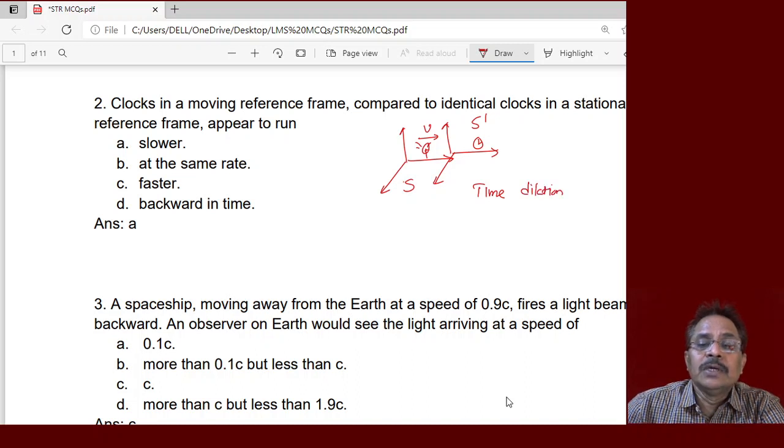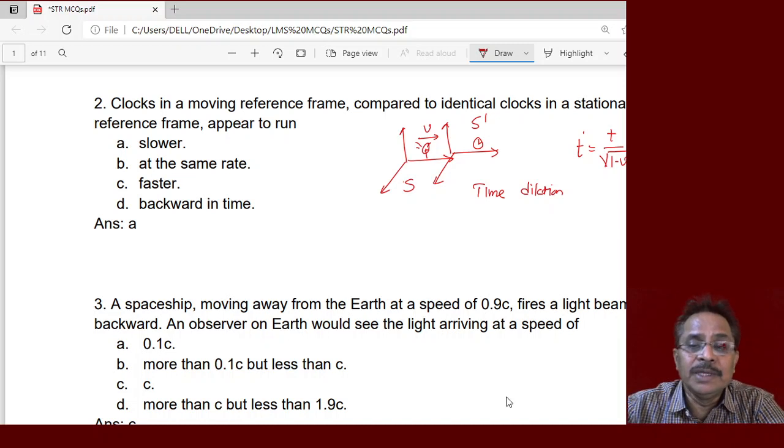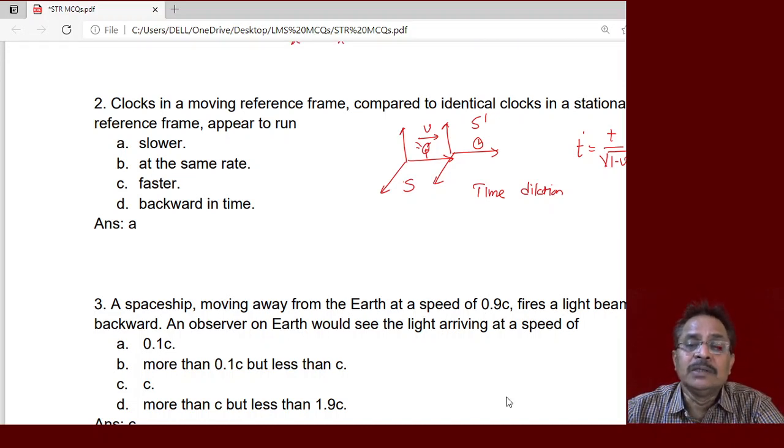we know that the time measured by the observer in frame S prime, this T prime, will be given by the time measured by the observer in frame S divided by the square root of 1 minus v square upon c square, where v is the relative velocity. Now this T prime will be bigger because the root of 1 minus v square upon c square is going to be a fraction all the time. That's how the duration of time measured by the observer or clock in the moving frame of reference will be bigger.